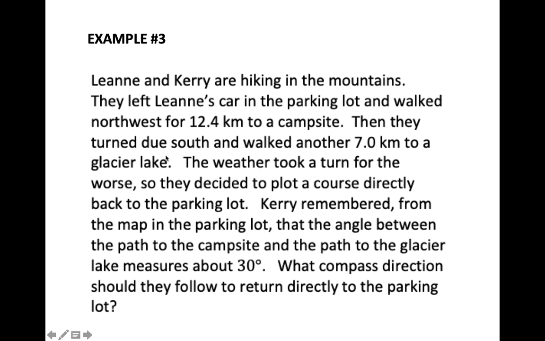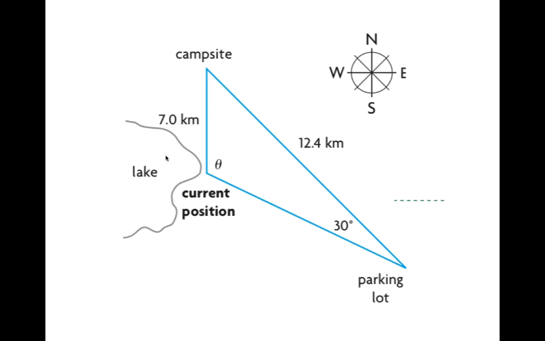So let's take a look at what it would look like if it was vague. Basically, they had this kind of scenario. They knew that they walked 12.4. They knew that they walked 7 to the lake. They knew that the angle was 30 degrees, and that's all they used. So what we're looking at here is an angle-side-side, or side-side-angle, scenario. If we're going to use the law of sines, which is a natural one, remember that you're going to have two possible scenarios of the angles.